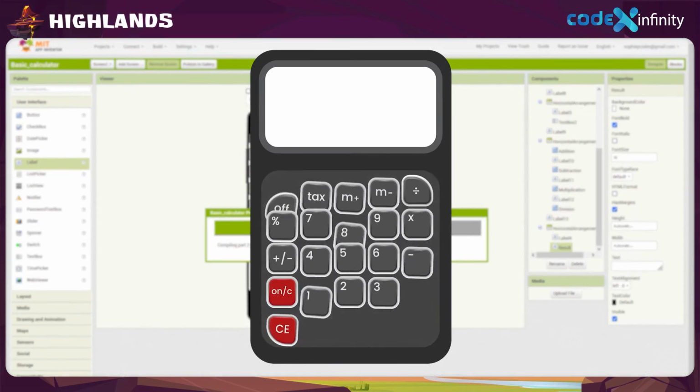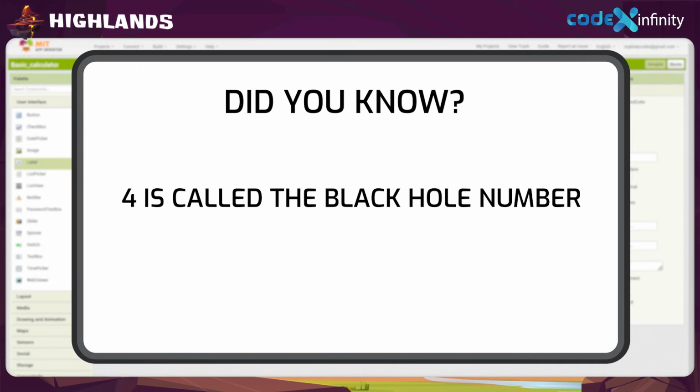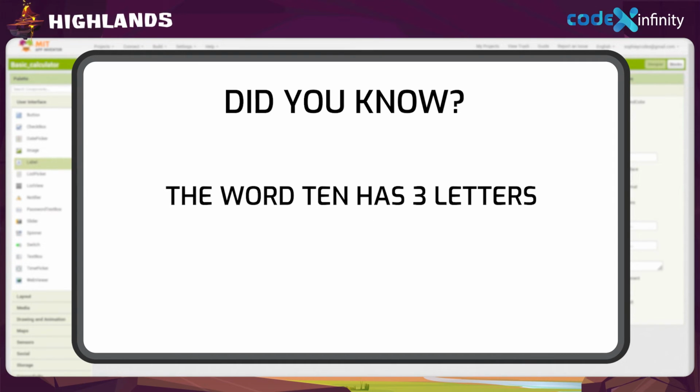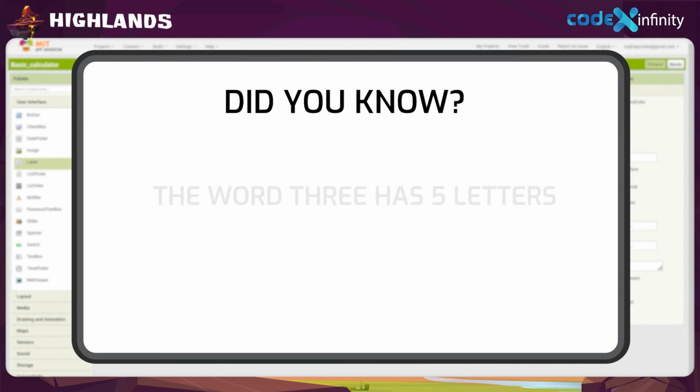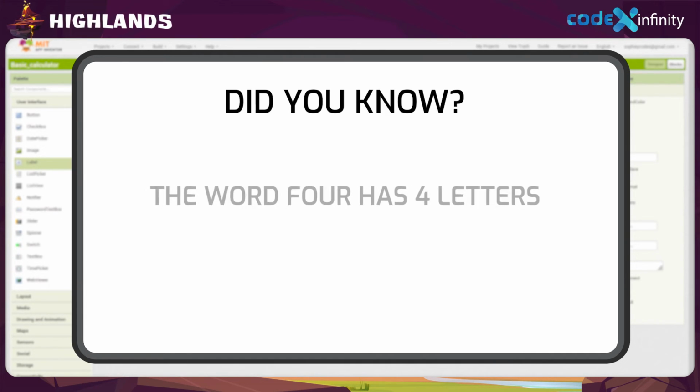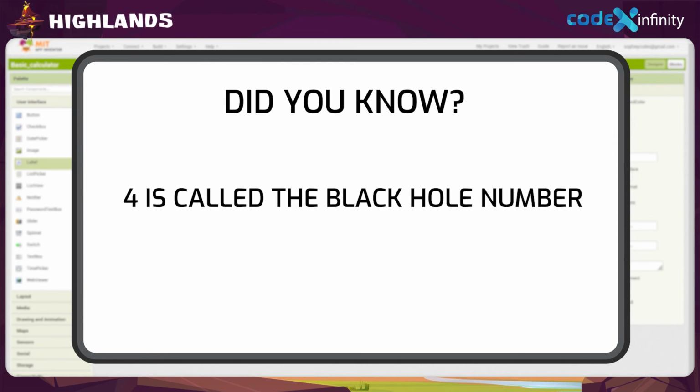Ever heard about the black hole number? We call 4 the black hole number. You know why? Okay, think of a random word. Say calculator. The word calculator has 10 letters in it. Now, how many letters are there in the word 10? 3. Okay, how many letters are there in the word 3? 5. Alright, and 5 has 4 letters in that word. So, how many letters are there in the word 4? 4. And that's the end of it. You reach this dead end for whatever word you choose here. Thus, 4 is called the black hole number.